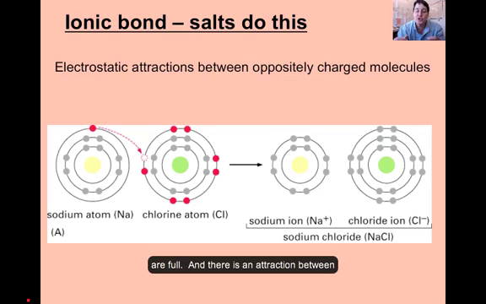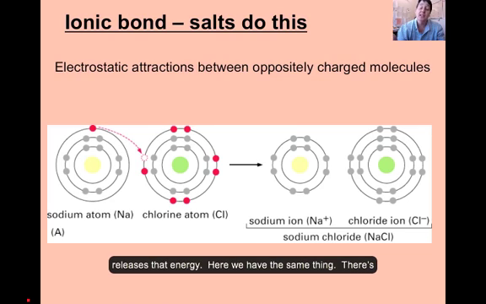And there is an attraction between those two ions, right? The positive and the negative charges attract one another. There is energy stored in that attraction, just as there's energy stored in a covalent bond, right? Every covalent bond stores quite a lot of energy, and breaking that bond releases that energy. Here we have the same thing. There's a bond, it's called an ionic bond, it stores energy, and it stores less energy than a covalent bond, but it still stores energy. So the classic example is always sodium chloride.